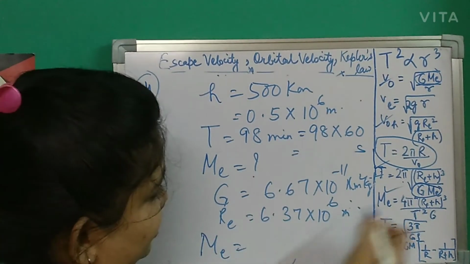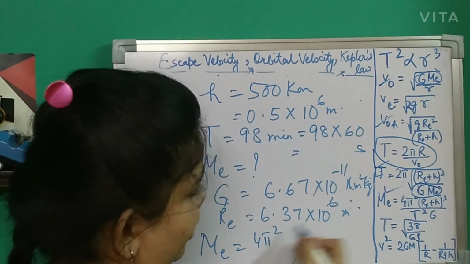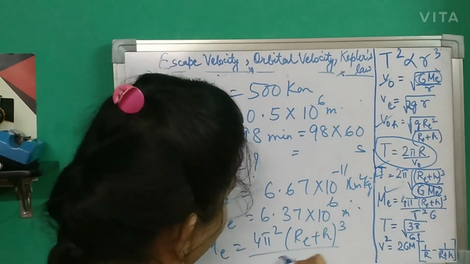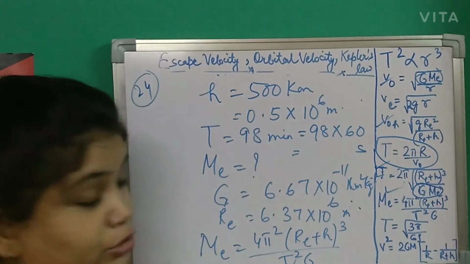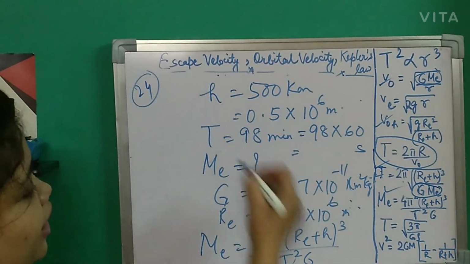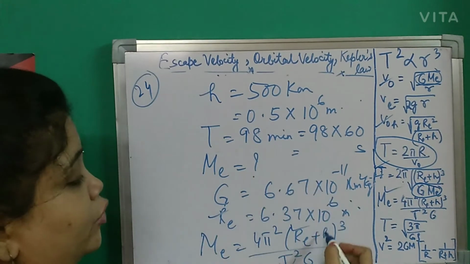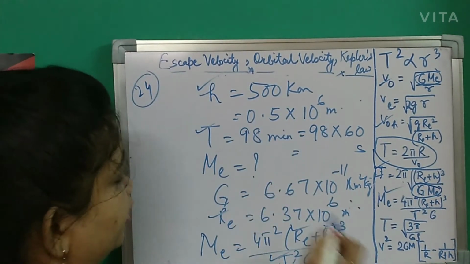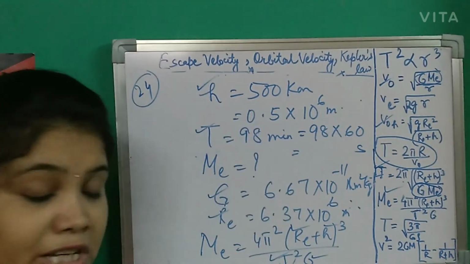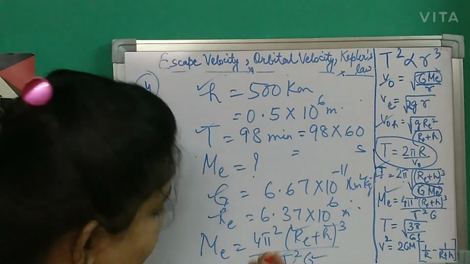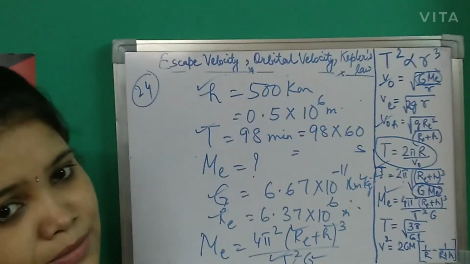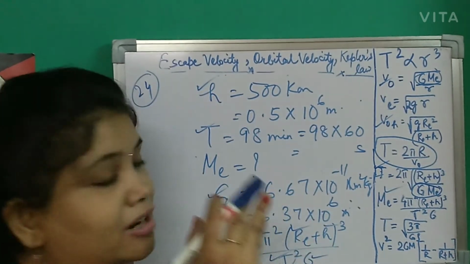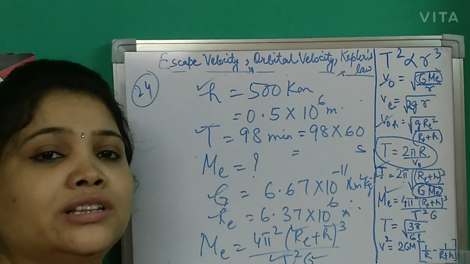So ME is nothing but 4 pi squared (RE plus H) whole cube by T square G. So you see here, students, you know the value of RE, it's given. You know the value of H, it's given. You know the value of T, it is given. And you know the value of G, it is also given. So you can easily put it in the formula, find and get the answer. Students, you see here that the formulas are very important in solving the sums.